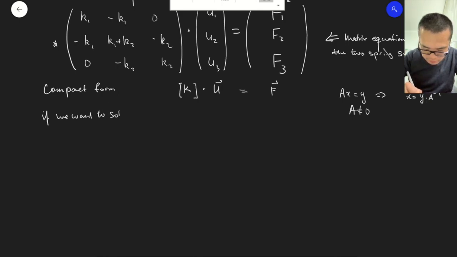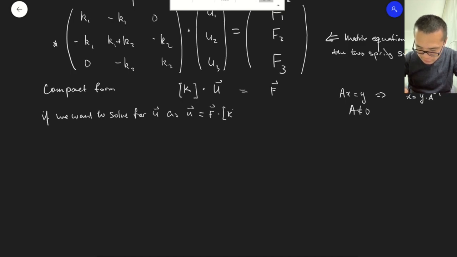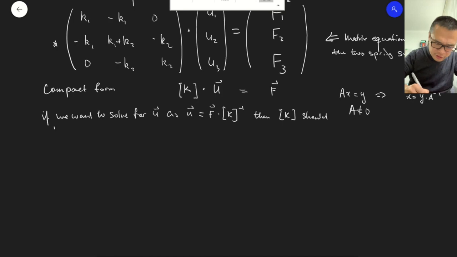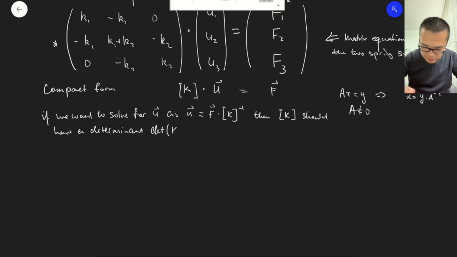Here, if we want to solve for U as U equal to F times the inverse of K, right, the matrix inverse, then K should not be singular, or should have a determinant of K that doesn't equal to 0, right?